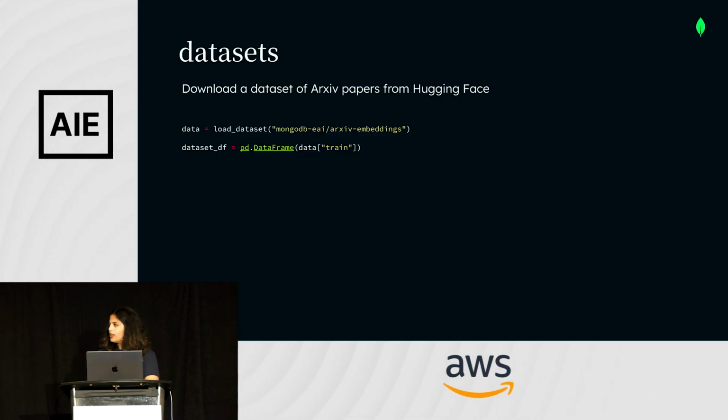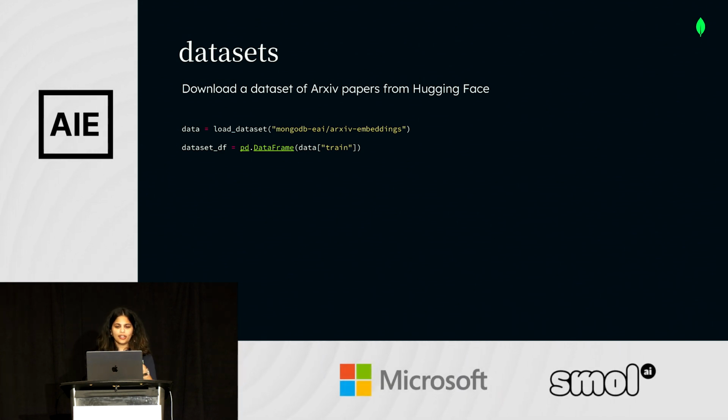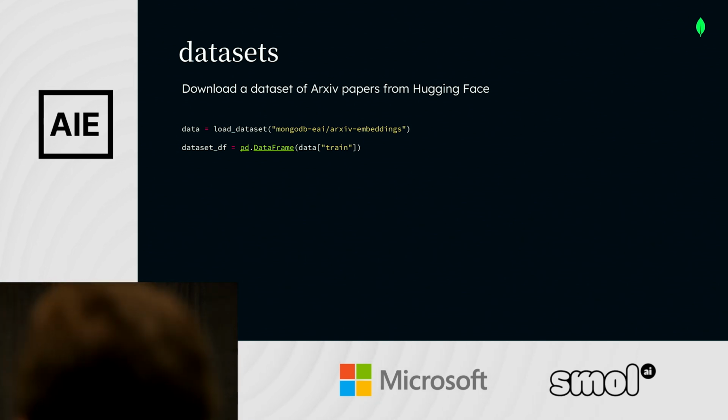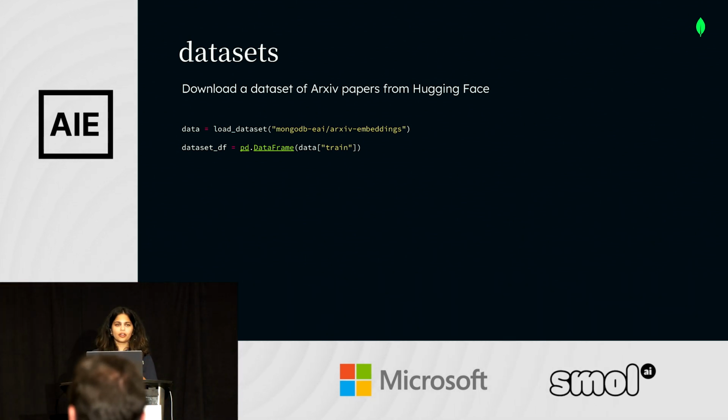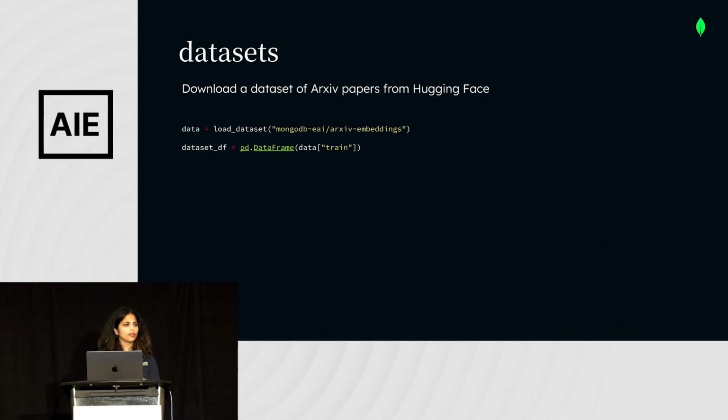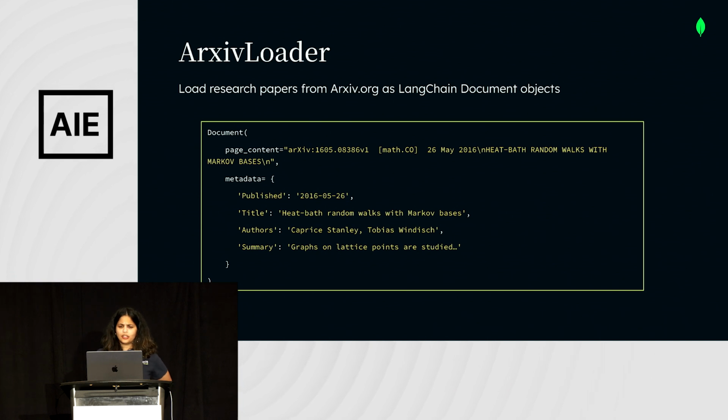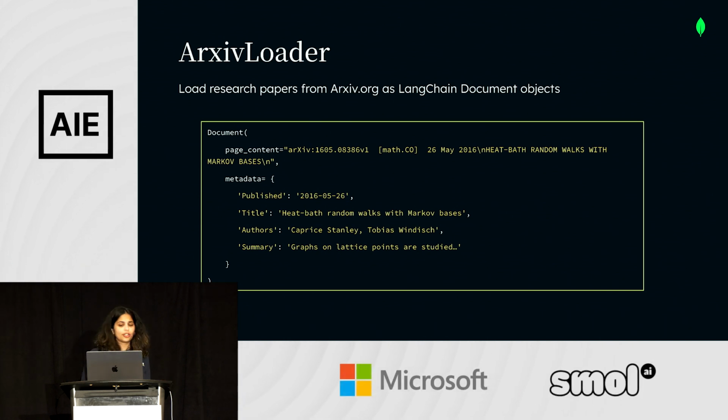Cool. So let's move on to some libraries, tools, and general concepts that you'll come across in the next hands-on portion. So the first thing you'll run into is this library called datasets, which we are going to use to download a dataset of archive papers from Hugging Face. We are going to use the load dataset method to download the archive embeddings dataset from the MongoDB educational AI Hugging Face org. And then you'll run into something called archive loader, which is a document loader class in LangChain.